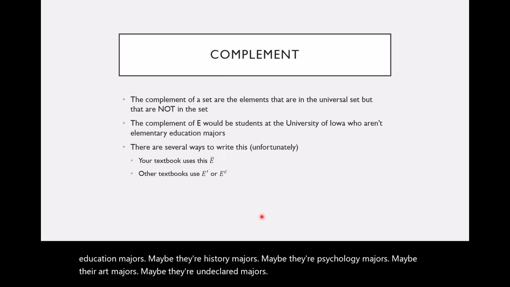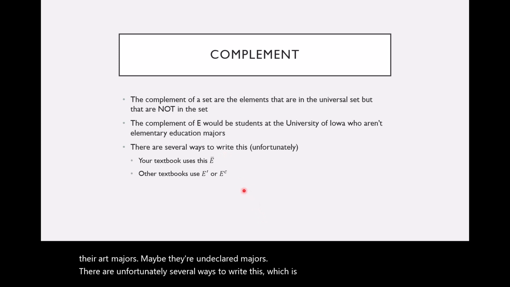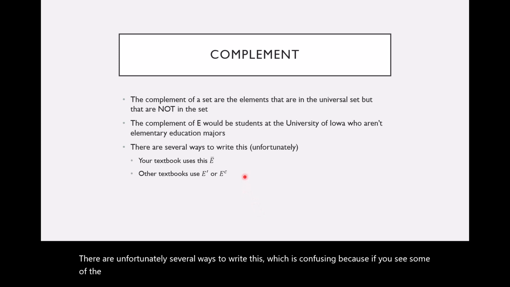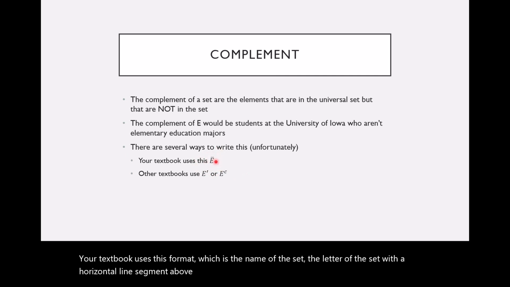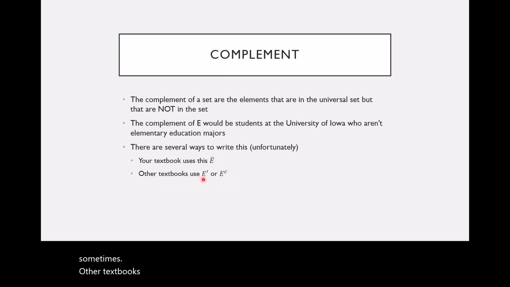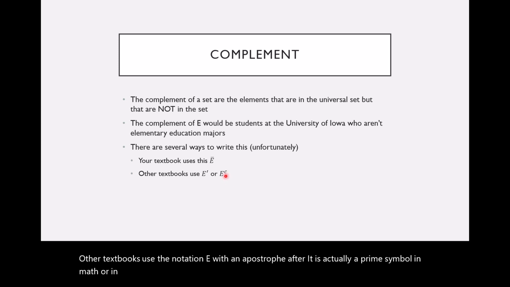There are unfortunately several ways to write this, which is confusing because if you see some of the other videos posted, you're going to see more than one notation. Your textbook uses this format, which is the name of the set, the letter of the set, with a horizontal line segment above it. We read this as the complement of E, or E complement sometimes. Other textbooks use the notation E with an apostrophe after. This is actually a prime symbol in math. Or an E with a superscript lowercase c for complement after it.